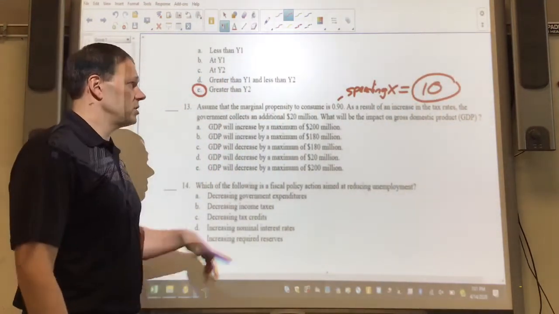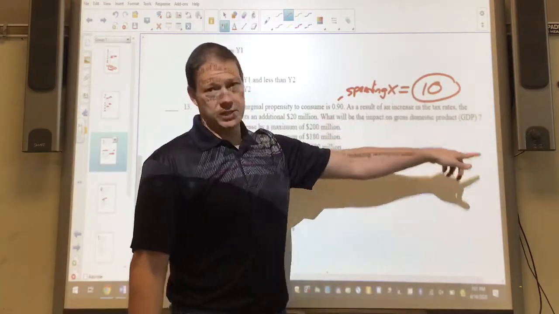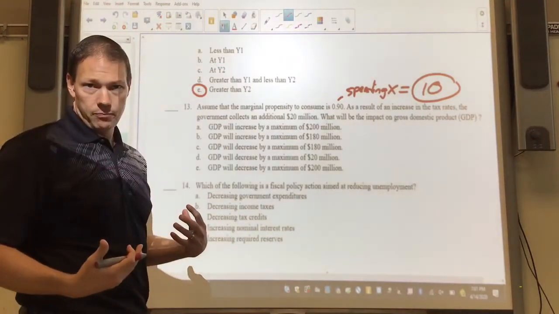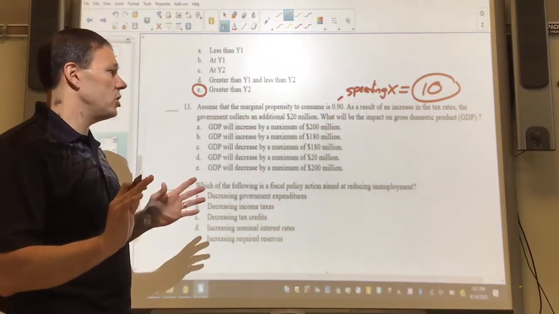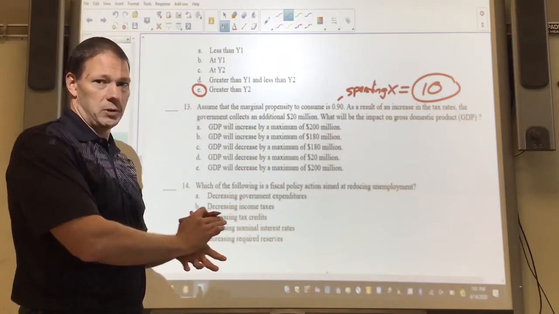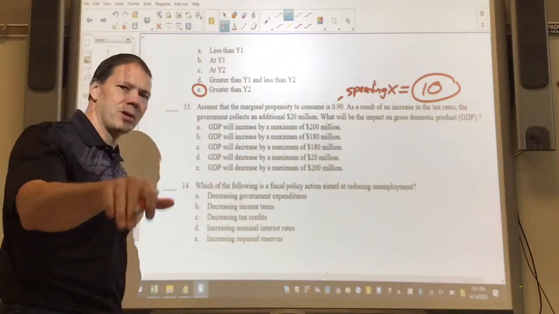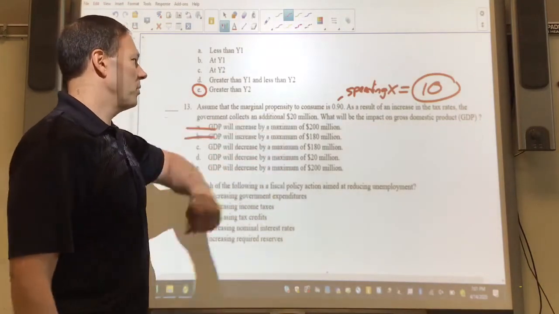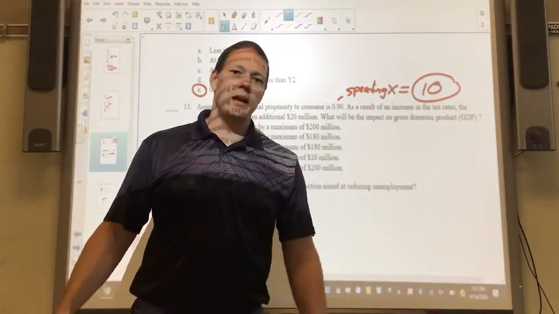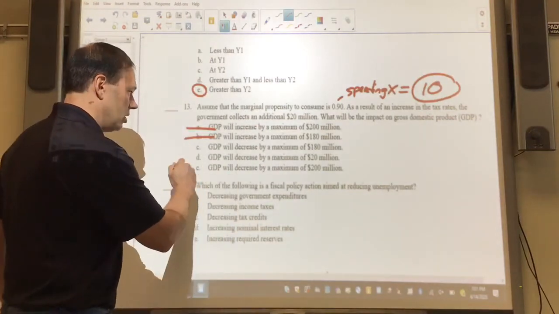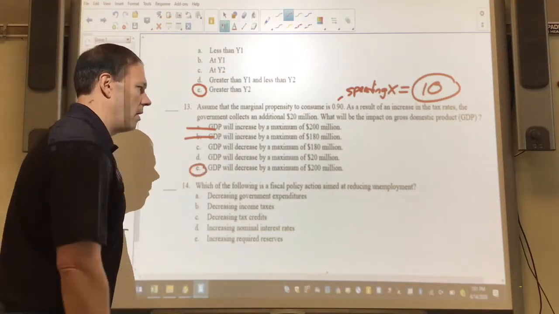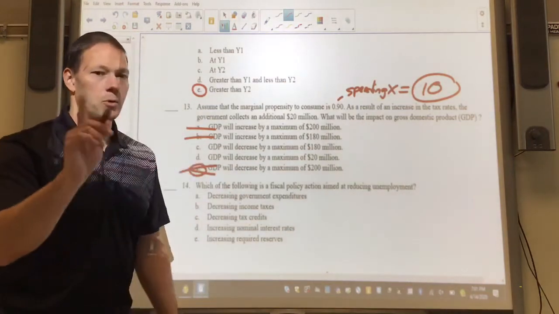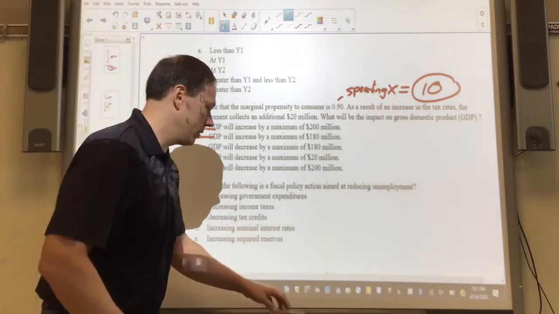And of course, you look at this and you say, okay, wait a minute, the government increases taxes, so they're taking money from people to the tune of $20 million. All right, so you know that GDP is going to decrease because the government's taking money out of the pocket. So you're like, got it. Okay, definitely not A or B because it's going to decrease. Easy. Government takes 20 million, multiply it by 10, and the answer is GDP is going to decrease by a maximum of 200 million. Not true. Number 13 is not letter E. Don't get confused by that.